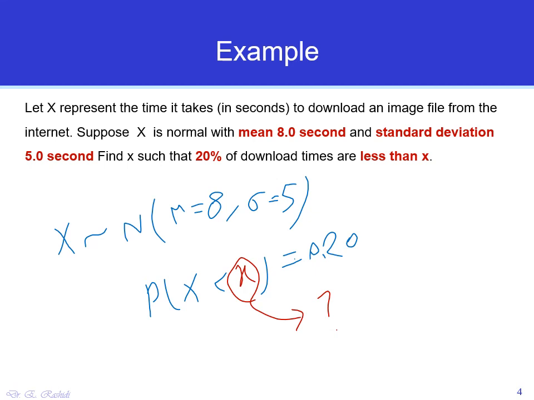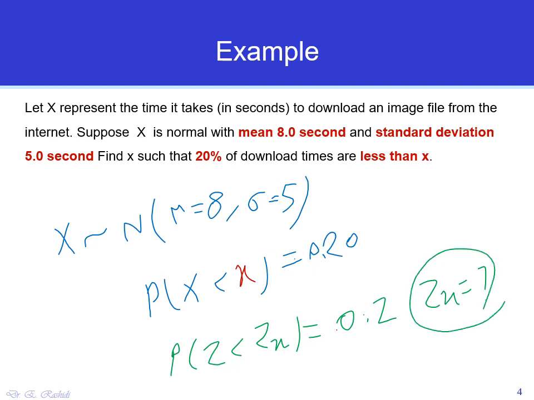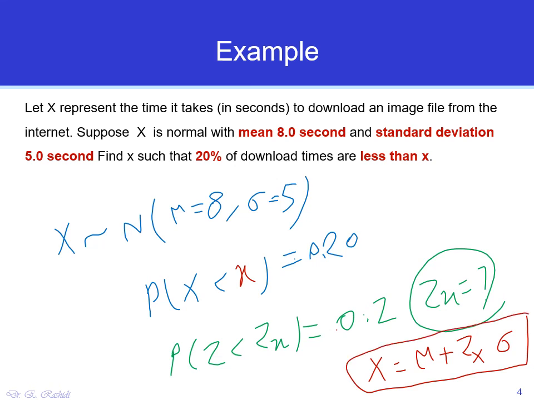So this is an inverse function problem, and we're going to go with the steps that we learned. The first step is we need to find z of x. We assume that we know the probability: the probability of z less than z of x is 20%. We find z of x, and then we use the formula x is equal to mu plus z of x multiplied by sigma. After finding z of x, we plug it into this formula and we find x.